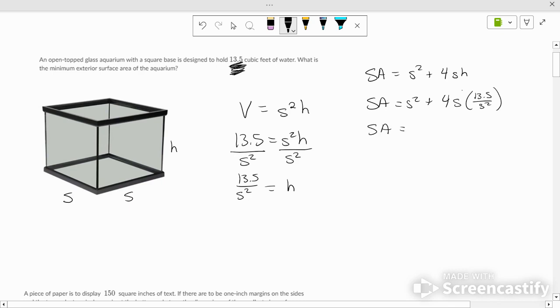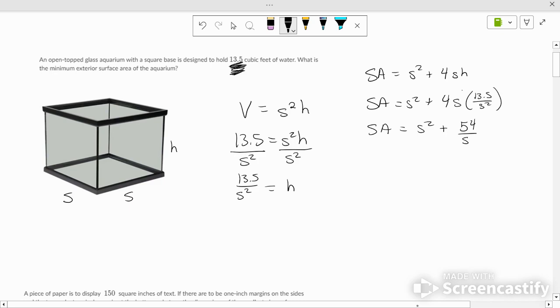So my surface area equals S squared plus, what's 13.5 times 4? 54 over S, right? Okay, now there's my equation for my surface area: S squared plus 54 over S for this container. I want to find the minimum surface area, so I want to find the critical number for S.